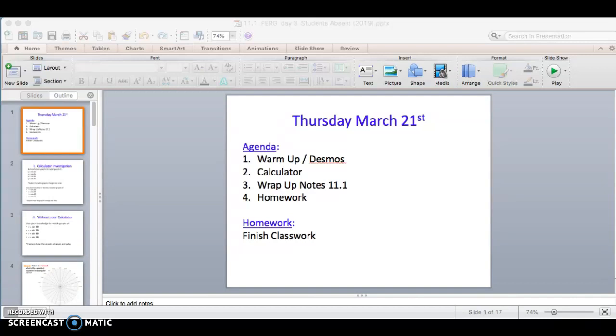What I'd like you to do is take out your Chromebooks and have Desmos ready, or have Desmos ready on your phone, whatever's easier. I would like you to take out your notes, make sure you have polar coordinate paper. And we're going to start our warm-up together today. We're going to do everything together.